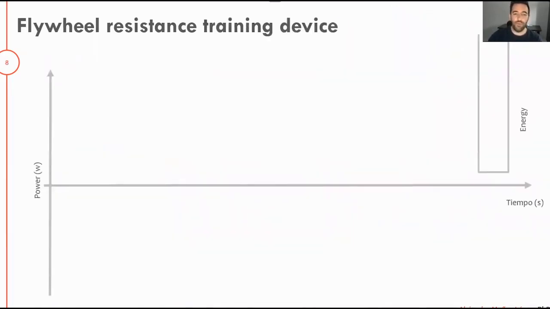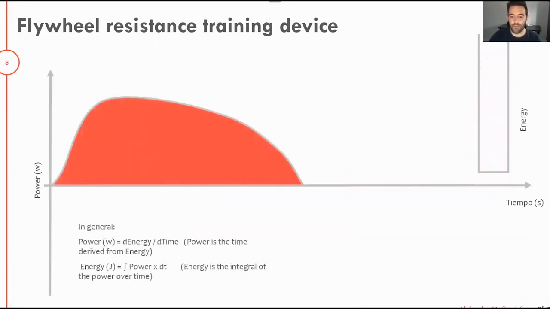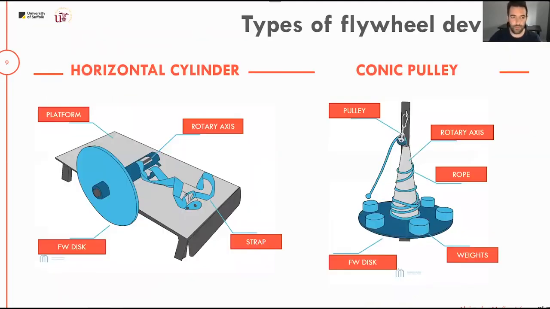So what you do with those devices, and of course others, is you generate an energy during the concentric phase. And what the flywheel technology provides is that during the eccentric phase, exactly the same amount of energy is given back. So you cannot have more energy on the eccentric phase compared to the concentric phase. And this is very important in relation to what is a real eccentric overload, as I will explain later.